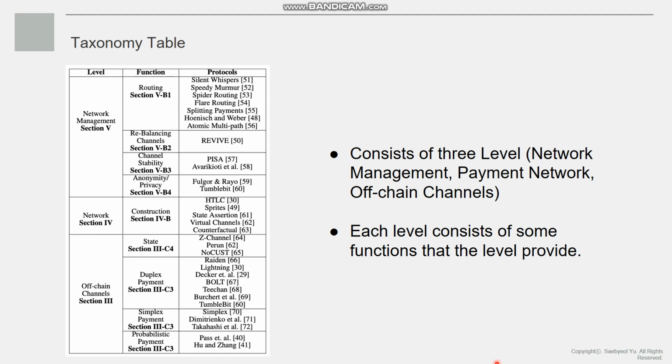So this is the main part of this paper. You can see that the table consists of three levels, and each level consists of some functions that the level provides. The off-chain channels consist of functions that state duplex payment, simplex payment, and probabilistic payment. The network section consists of construction, and network management consists of routing, rebalancing channels, channel stability, anonymity, and privacy. They categorized previous research achievements into the categories they set. I will explain one by one.